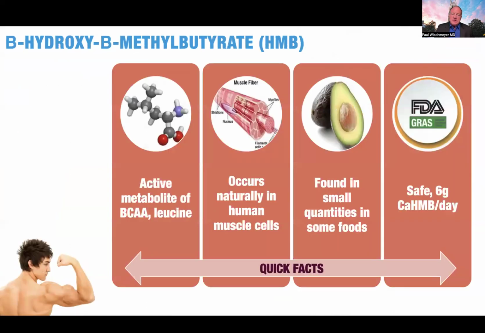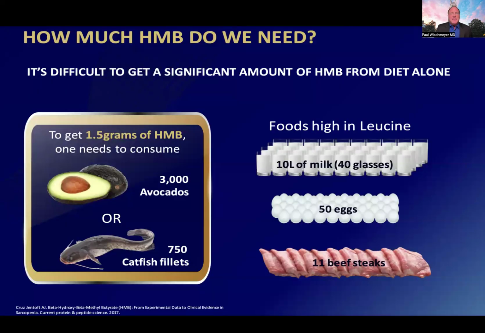For those of you who've never seen or learned much about HMB, it's an active metabolite of a branched chain amino acid, leucine. It's naturally occurring in our human muscle cells. It's found in very small quantities in food, but you'd have to eat a lot of them, as I'm going to show you, to get enough. And it's been tested and studied in numerous studies up to 6 grams per day, although the most effective dose is 3, as we'll talk about. You really couldn't eat enough to get enough HMB.